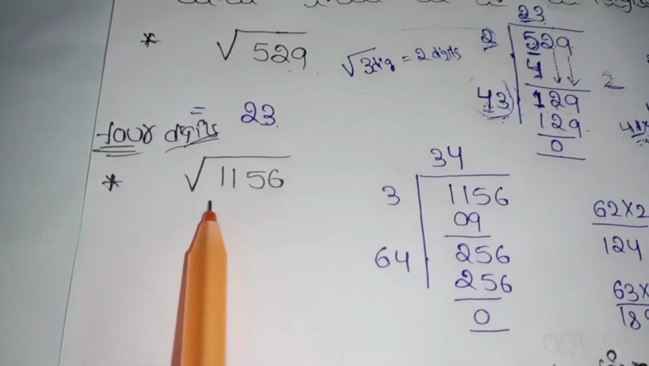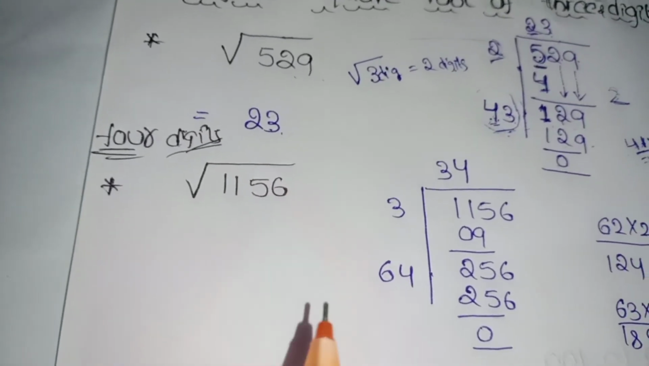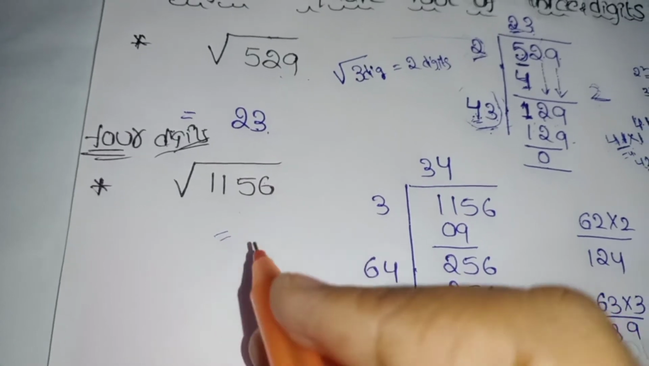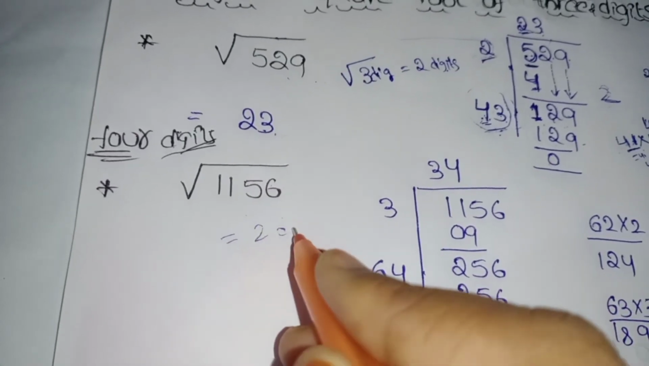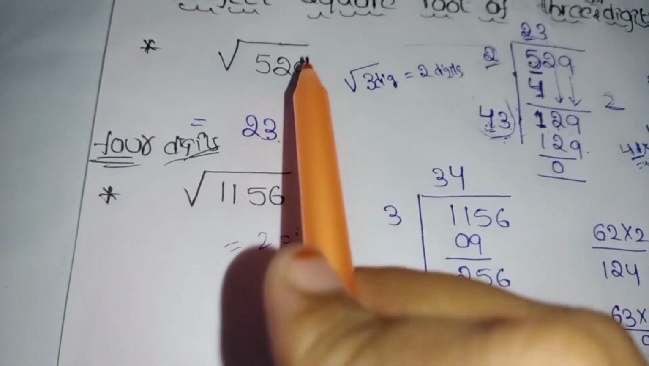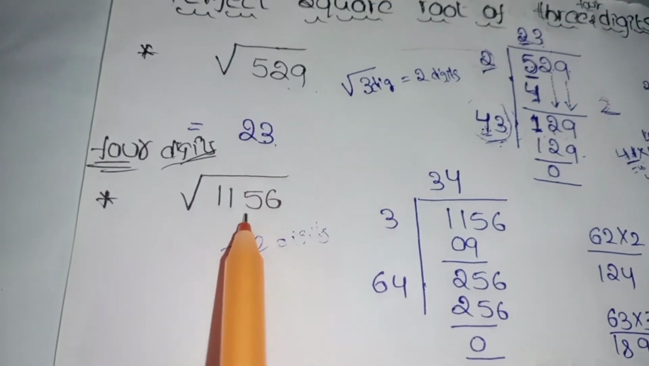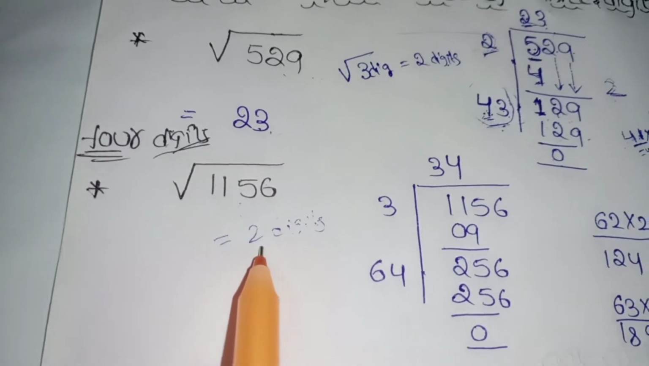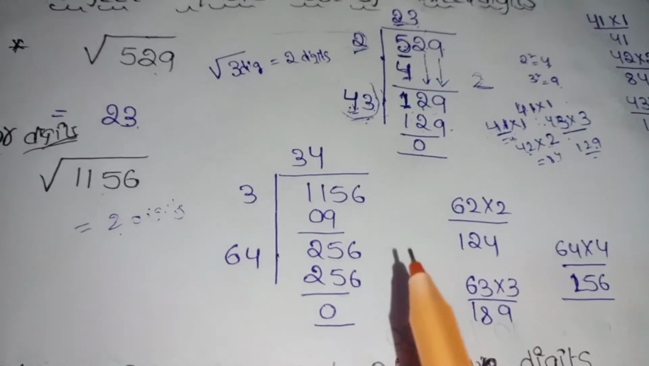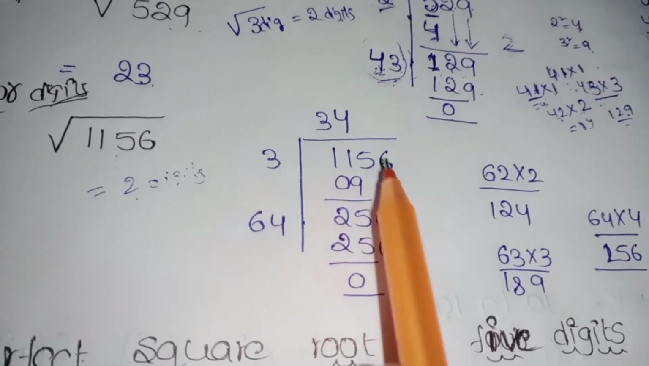How to find the square root of a 4 digit value? Here, in the root, you have 4 digits. The answer must be 2 digits. In 3 digits also 2 digit values, in 4 digits also 2 digit values. Right? How to find the square root of 1156 by using our method?